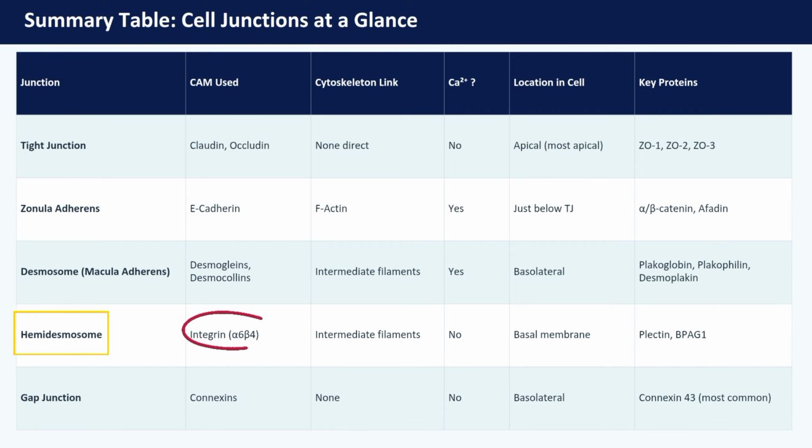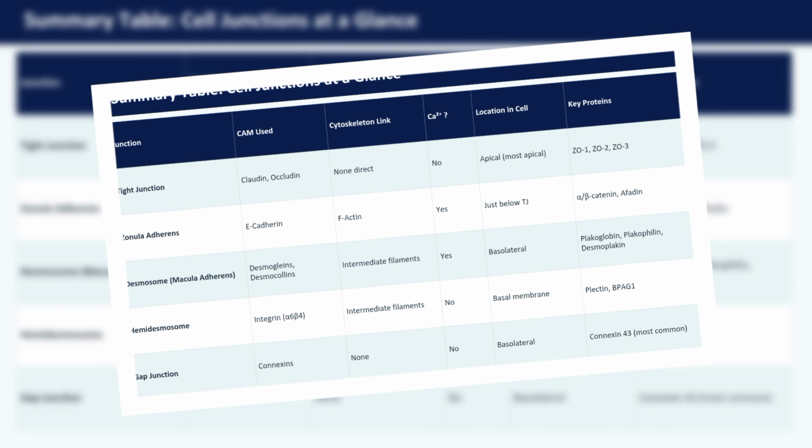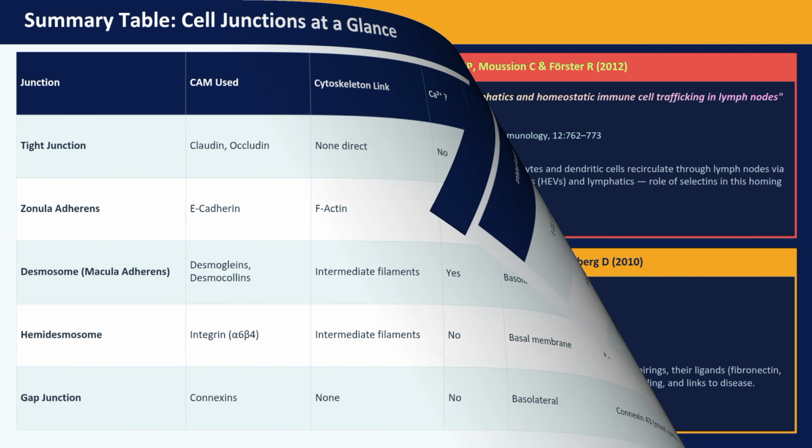Hemidesmosomes: use integrin alpha-6 beta-4, linked to intermediate filaments, calcium independent, basal surface, key proteins plectin and BP180. Gap junctions: use connexins, no cytoskeletal link, calcium independent, basolateral. Connexin 43 is the most common type. Screenshot this table. It will save you in an exam.